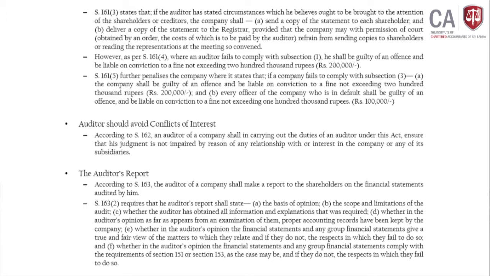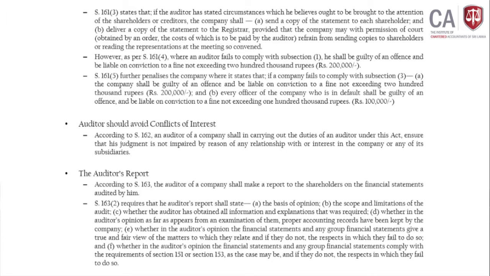So, he has to state the basis of opinion he has arrived at in the audited report. Then the scope and limitations of the audit: to what extent he has gone, and what were his limitations in doing the financial statement auditing. Also, whether the auditor has obtained all information and explanations that were required. Was he lacking certain information and other explanations from the company? So, he has to make a statement whether he has obtained all information and explanations.